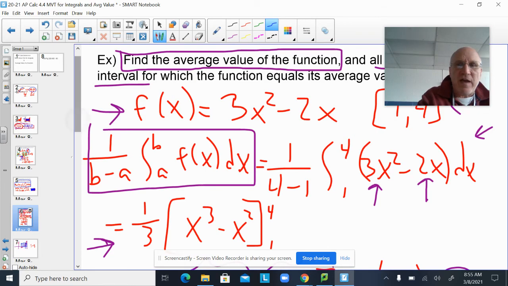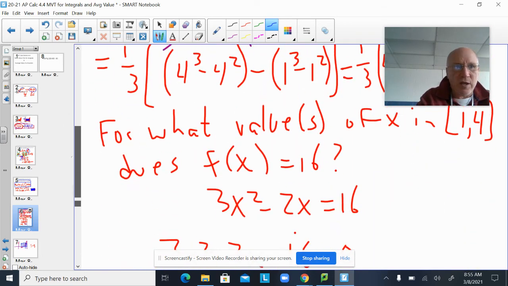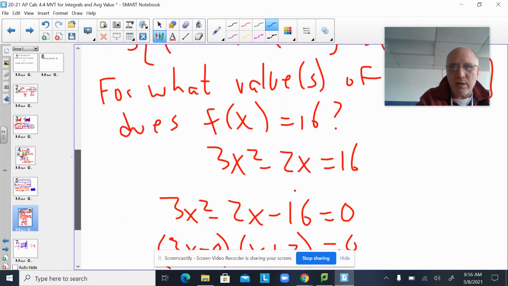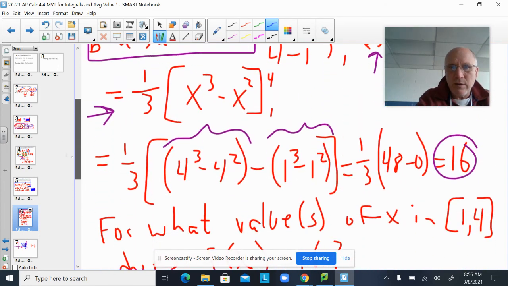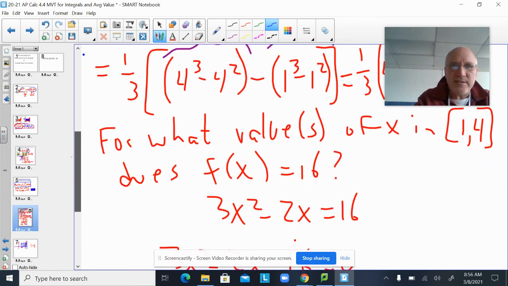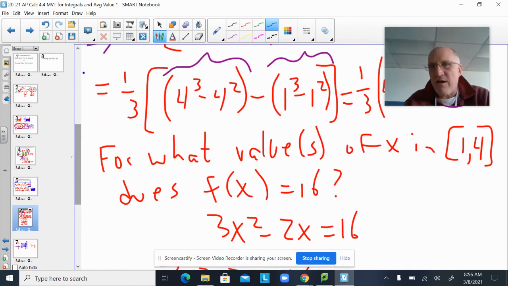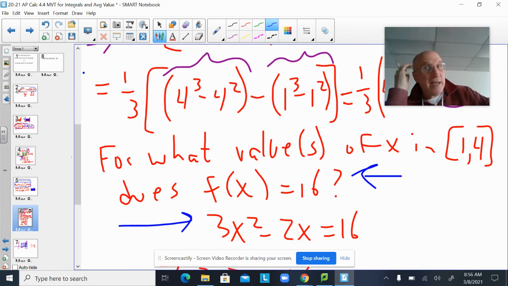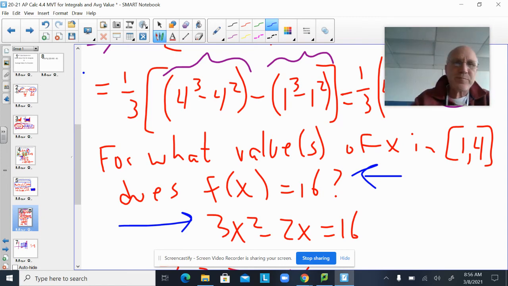So we found the average value. It was 81/4. That's not the right example. I'm sorry. The average value was 16. So now the question is, where does the function equal 16? So you'll notice it says for what values of x does the function equal 16? So we were literally just setting the function equal to 16. We did this in the last example. We set x cubed equal 81/4, and we solved it that way.